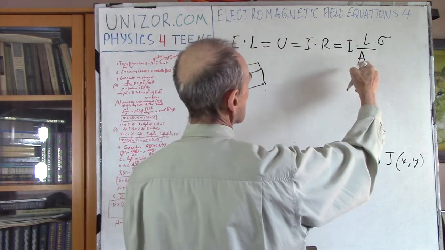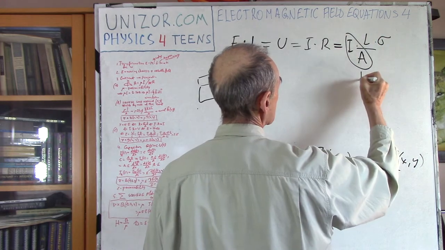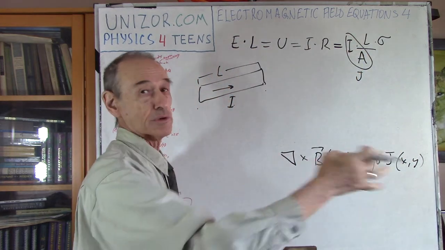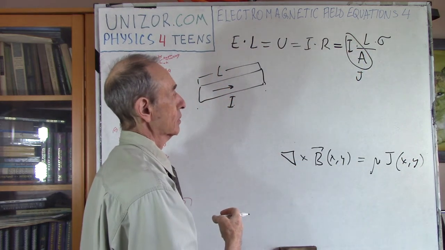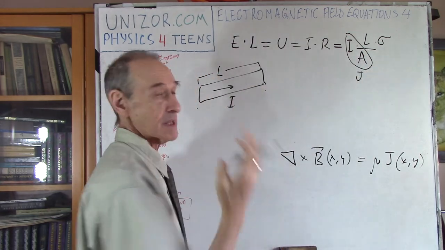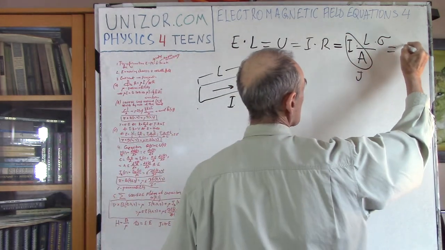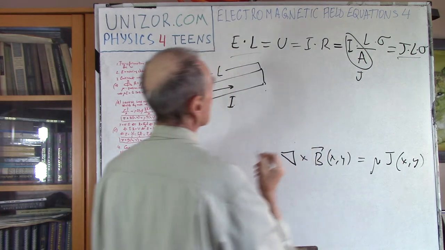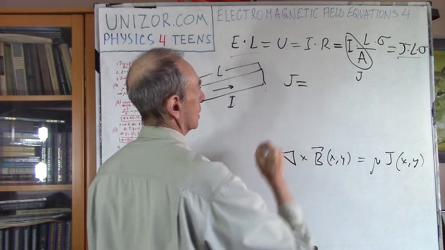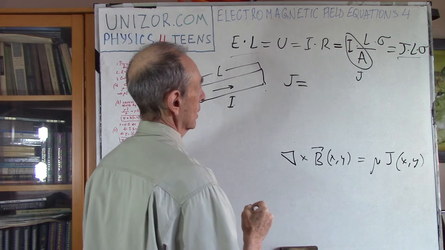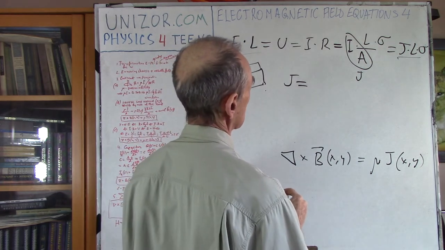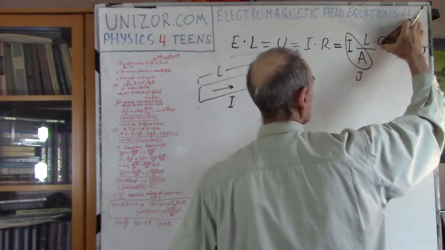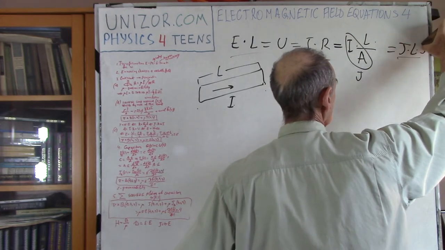So from this, you will see that this can be replaced with J, right? Basically, current is the amount of electricity going per unit of time, divided by A. That would be the density of the flow, right? So that's our J. So J times L times sigma. So from this and this, you see that J... that's not a sigma, that's rho. Sorry, it's a wrong letter.